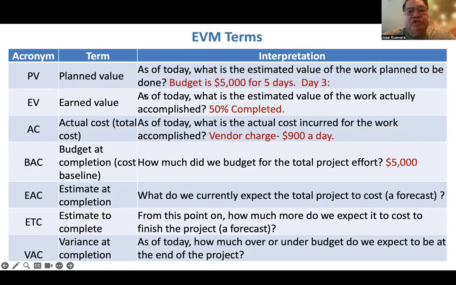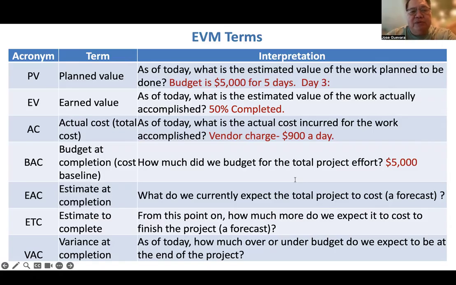So in EVM terms, there are only seven important terms. The first four are measurements, and the last three are forecasts. PV, which stands for planned value, simply asks how much work should have been completed by today. EV, which stands for earned value, asks how much work have we actually completed. AC, which stands for actual cost, asks how much have we actually spent. BAC, which stands for budget at completion, is simply the approved project budget.